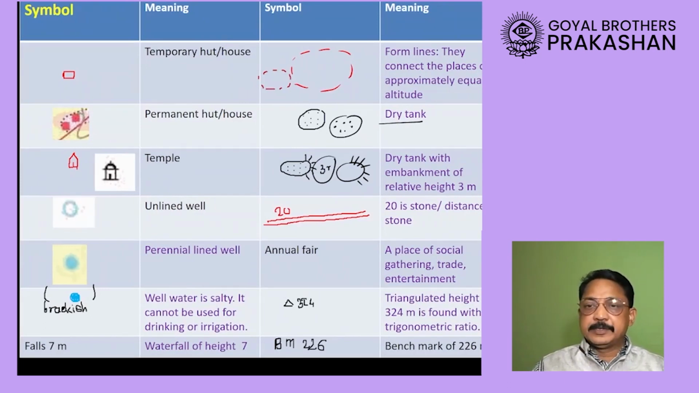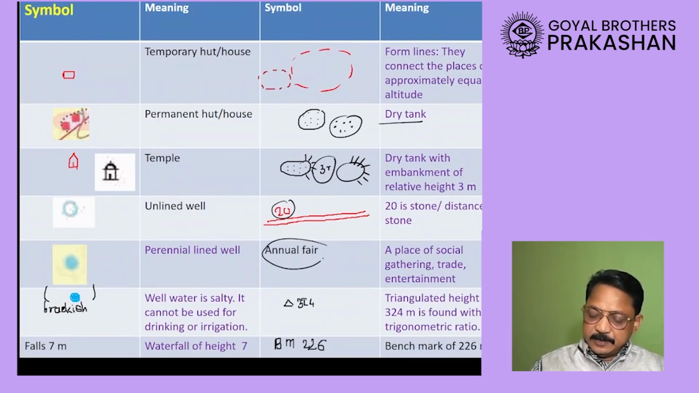Okay, we will study about it in a later part. We are just now looking at the symbol and its meaning. Then you see here a red color line with a number written over here in red color, which indicates a kilometer stone. Sometimes you may find the words "annual fair" written in a topography map, dear student.